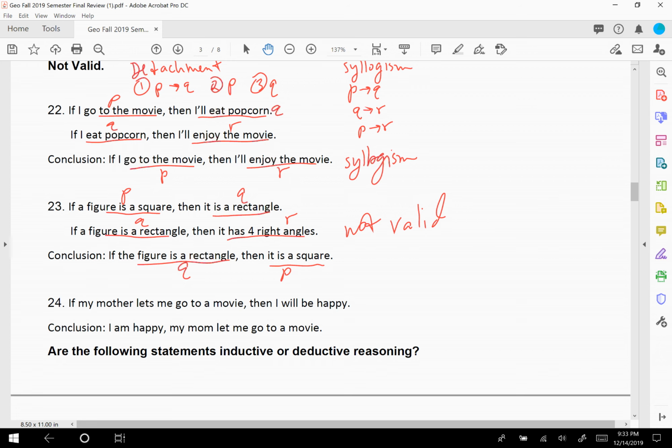Okay, if my mother lets me go to a movie, that's P, then I will be happy, that's Q. Conclusion, I am happy. My mom let me go to the movie. So it's P and Q, and then Q, then P. It doesn't follow any of them, so it's not valid.